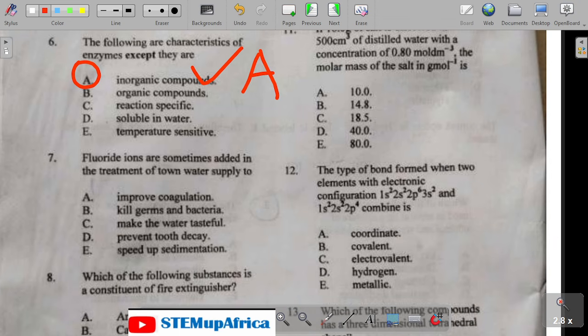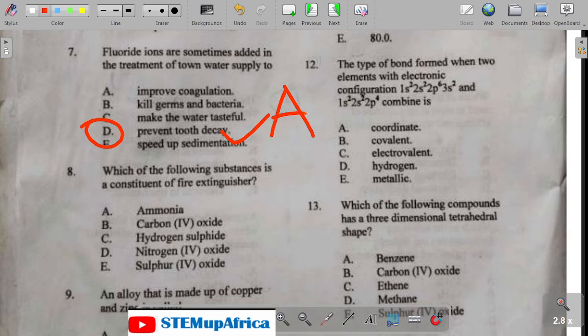Number 7: fluoride ion is sometimes added to the treatment of water in order to prevent tooth decay. That's what they add it for. Even in our toothpaste, they use fluoride substances. So the answer is D. Next, which of the following substances is used in a fire extinguisher? The answer is carbon dioxide because it does not support combustion.